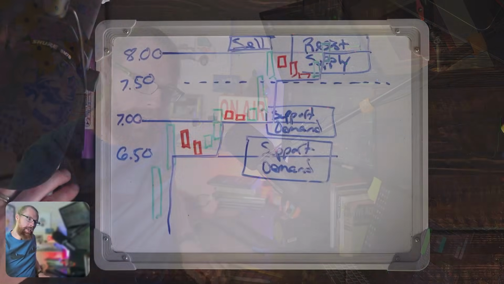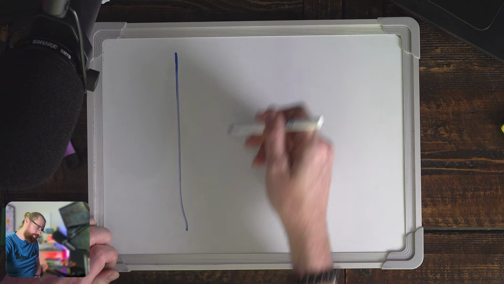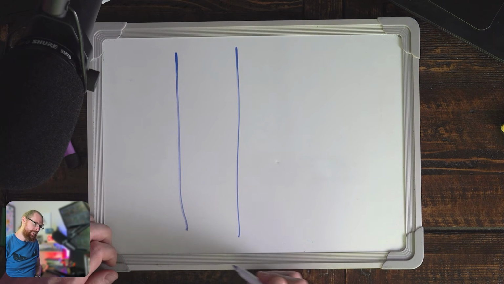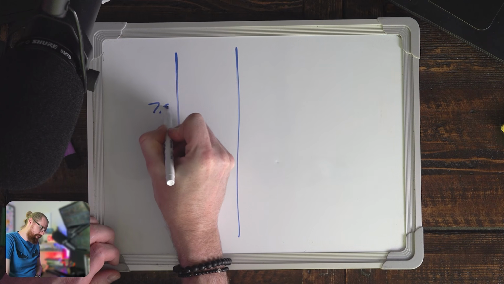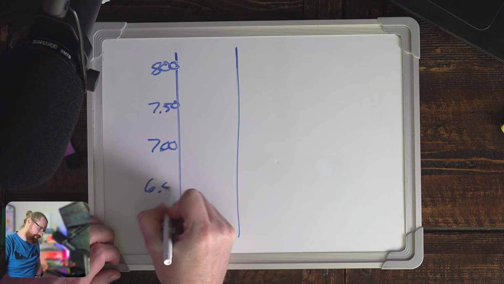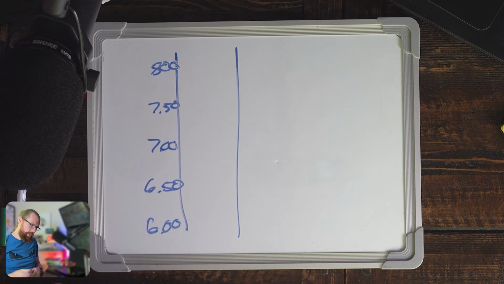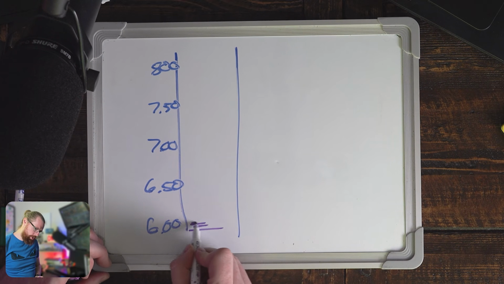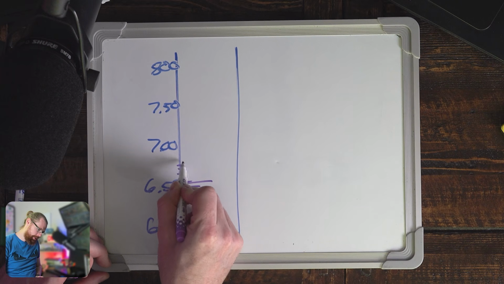So if you looked at an actual order book, what you would notice, I'm just going to draw an order book for you, and we're going to do it in ladder form. So this will be $7, this will be $7.50, this will be $8 right here, this will be $6.50, and this will be $6. All right, so what you would notice if you're looking at all the orders is that orders are clustered around these levels.